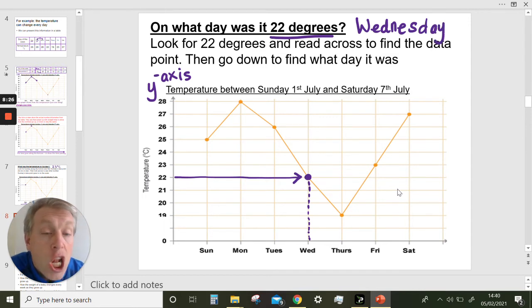Wednesday. Now, you might say, but hold on, this is 22 degrees as well. It is. But this here, this is not a data point. It's not one of these dots. So there was no actual measurement at this point between Thursday and Friday. The data points, the dots or the stars or the crosses sometimes, is what we're looking for.